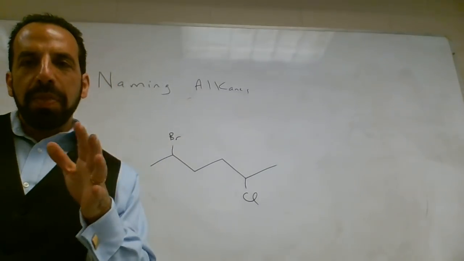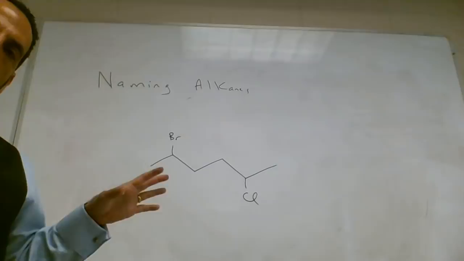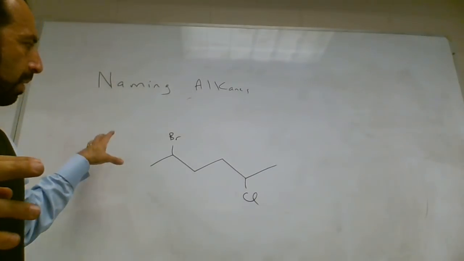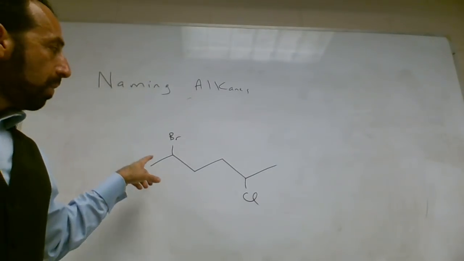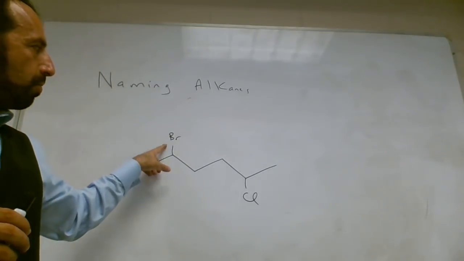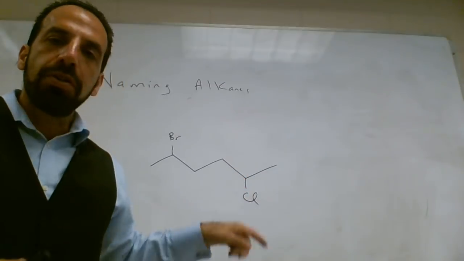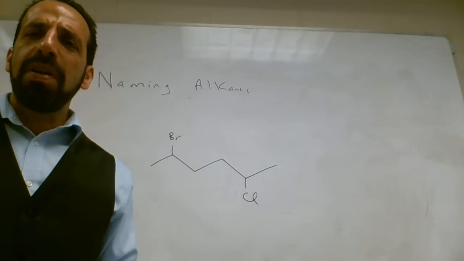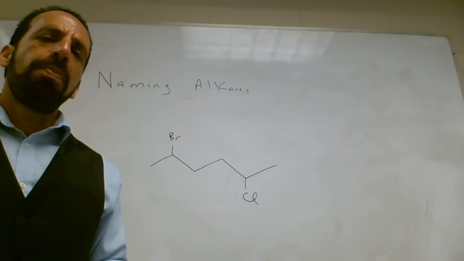Couple of things with this one. Again, you want to find the chain, whichever one starts with the lowest number of the substituent. Now, in this case, if I start on this side, 1, 2, they both would be 2. Even on this side, 1, 2. They both will be on carbon number 2, your first substituent.